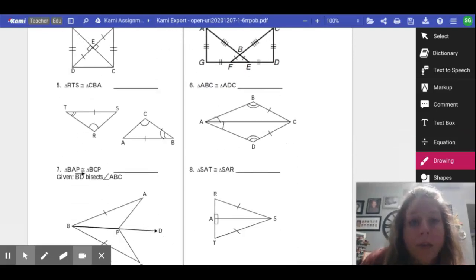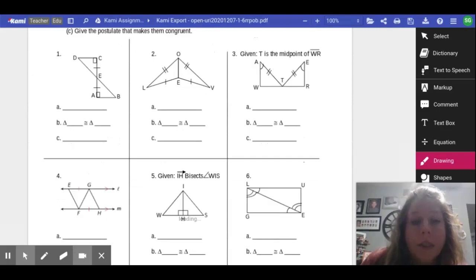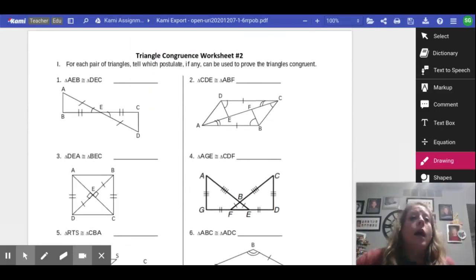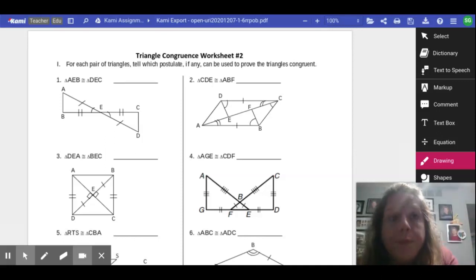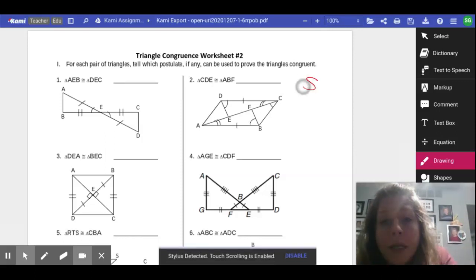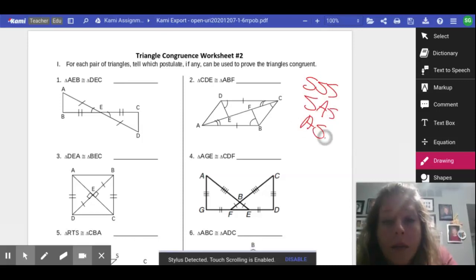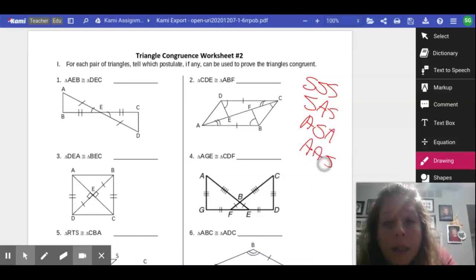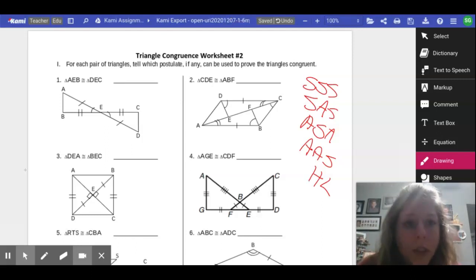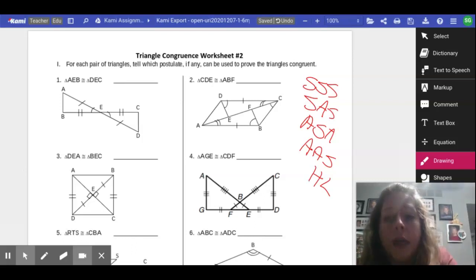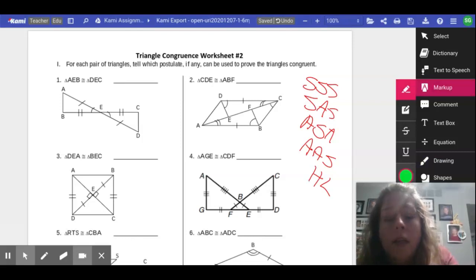You're not going to have to do another proof for this test, but you are going to have to remember how to prove triangles congruent. So remember you had 5 theorems. We had side, side, side, side, angle, side, angle, side, angle, angle, side, and hypotenuse, leg. So for this first page, tell which postulate can be used. So you're looking at one of those 5.